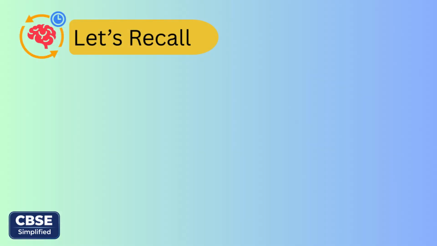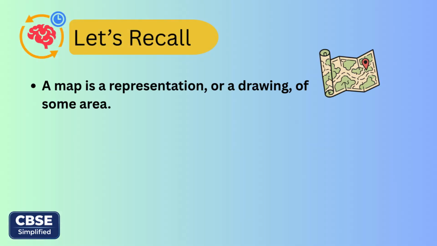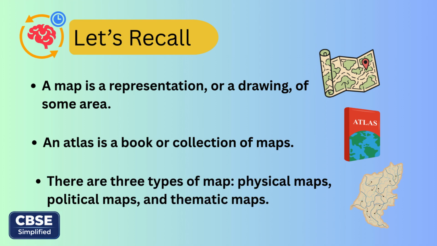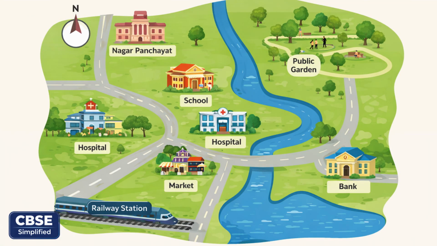In our previous video, we learned that a map is a representation or a drawing of some area. It may be a small area, like a village, a bigger area, say a district, or a very large area, like India, or even the whole world. An atlas is a book or collection of maps. There are several types of maps. Some of them are physical maps, political maps, and thematic maps. Let us now learn more about maps and how to actually use them.